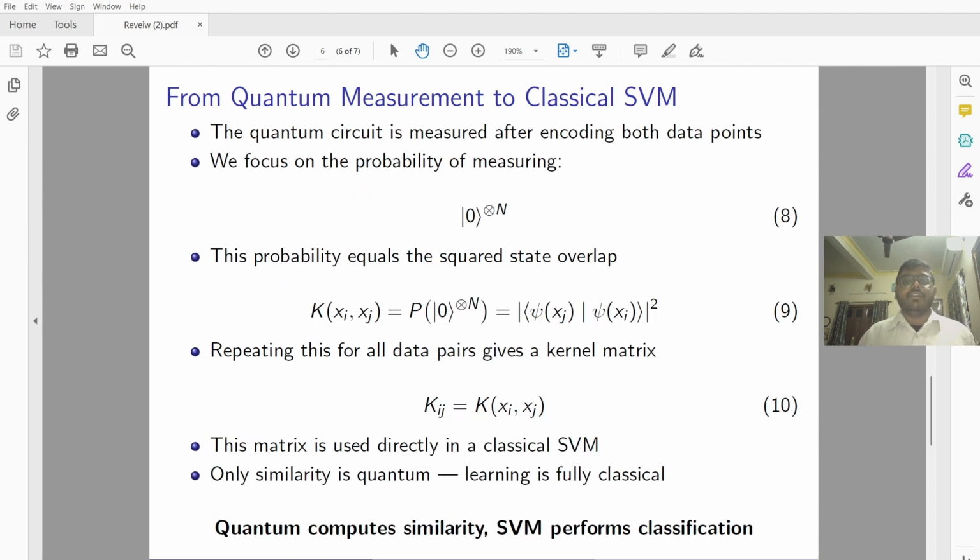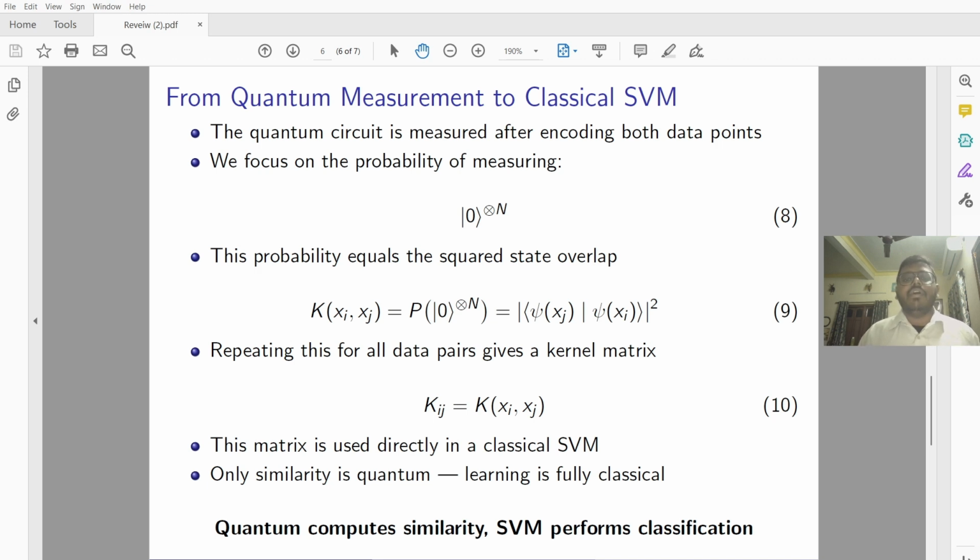After running the circuit, we measure the qubits. We focus on the probability of measuring the all-zero state. The probability turns out to be exactly the squared overlap between the two quantum feature states, and this number is our quantum kernel value. By repeating this process for all pairs of data points, we construct the kernel matrix. And now something important happens.